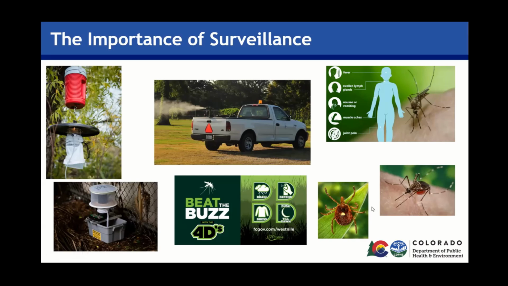The two vectors in the bottom right corner. Does anyone know what these two are? That's the Lone Star tick. Mm-hmm. I think the other one might be Aedes aegypti. Bingo, nailed it. Yes. So both the Lone Star tick and Aedes aegypti we typically do not see in Colorado. We don't consider those endemic.